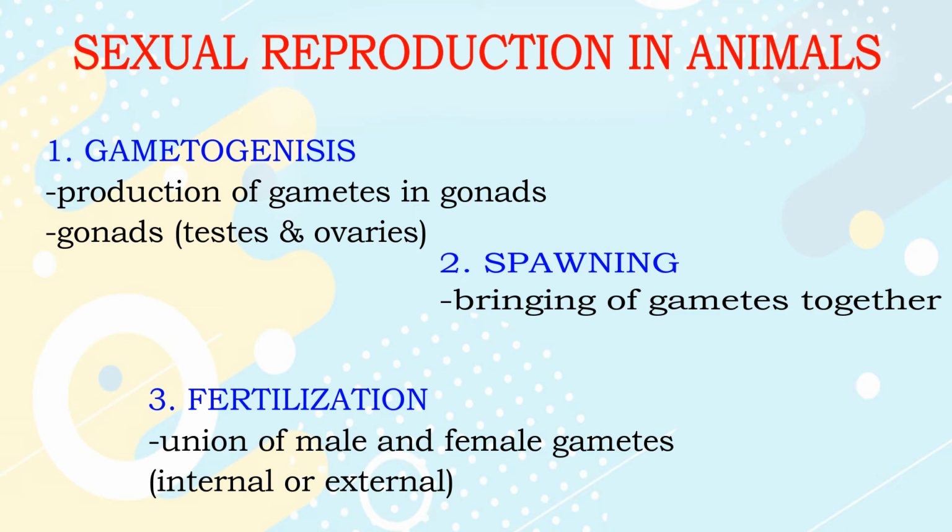For spawning naman, this is the bringing of gametes together. In other words, this is the copulation or the sexual intercourse. Last one is the fertilization, which is the union of sperm cell and the egg cell. And fertilization can happen in two ways. One could be internal and the other one is external.